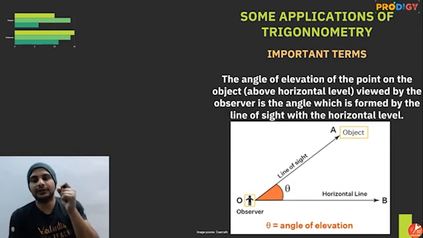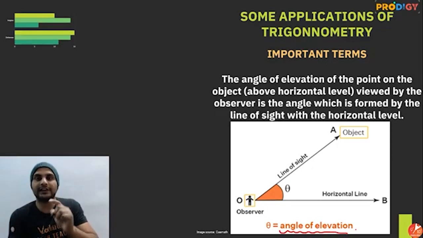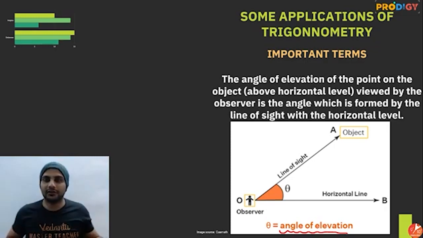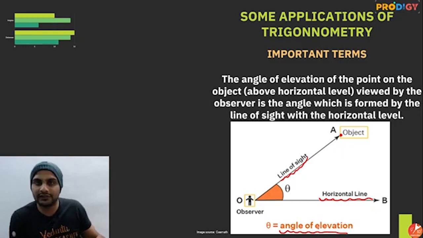Right, now the angle between these two lines, wherever the observer is, the angle between the line of sight and the horizontal line will be called angle of elevation, if the object is above the eye level, above the horizontal line. So the angle between the horizontal line and the line of sight, when the object is above the horizontal line, will be called angle of elevation.